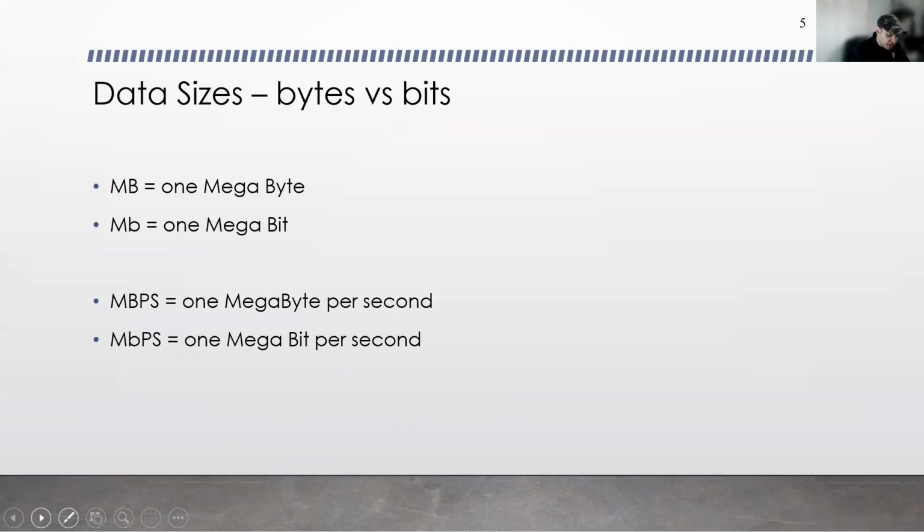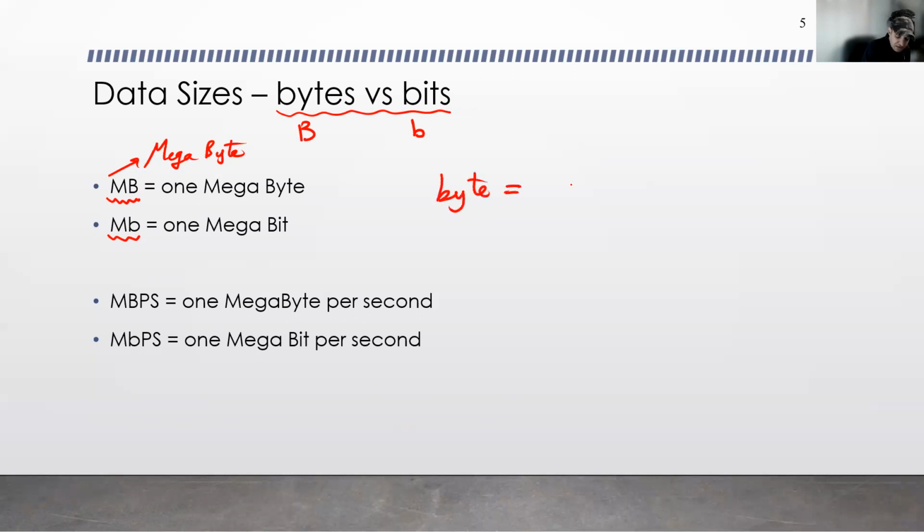Just a small note here, byte versus bits. Byte is usually a capital B, bit is usually a small b. So capital M, capital B means megabyte. Capital M, small b means megabits. And a byte is equal to 8 bits.